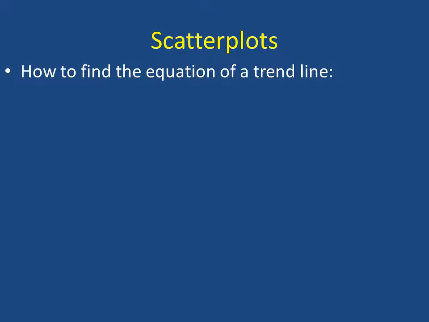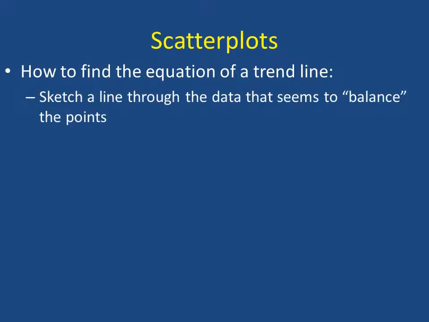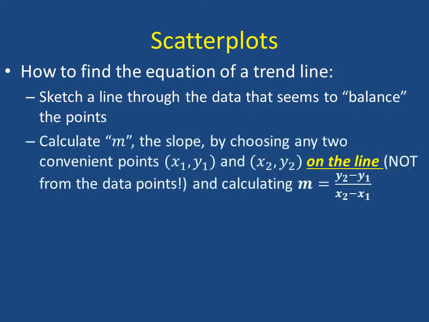So how do we find the equation of a trend line? Well, first we'll take the plot of the data and we're going to sketch a line through the data that seems to balance the points. Now this is a judgment call, and so one person's line may be different from another person's line. That's okay. We'll calculate m, the slope of the line, by choosing any 2 points on the line, x1, y1, and x2, y2, and calculating the slope using the slope formula. Please keep in mind that you want to pick points on the line. Don't pick data points. Pick points on the line because that's what we're trying to get the slope of.